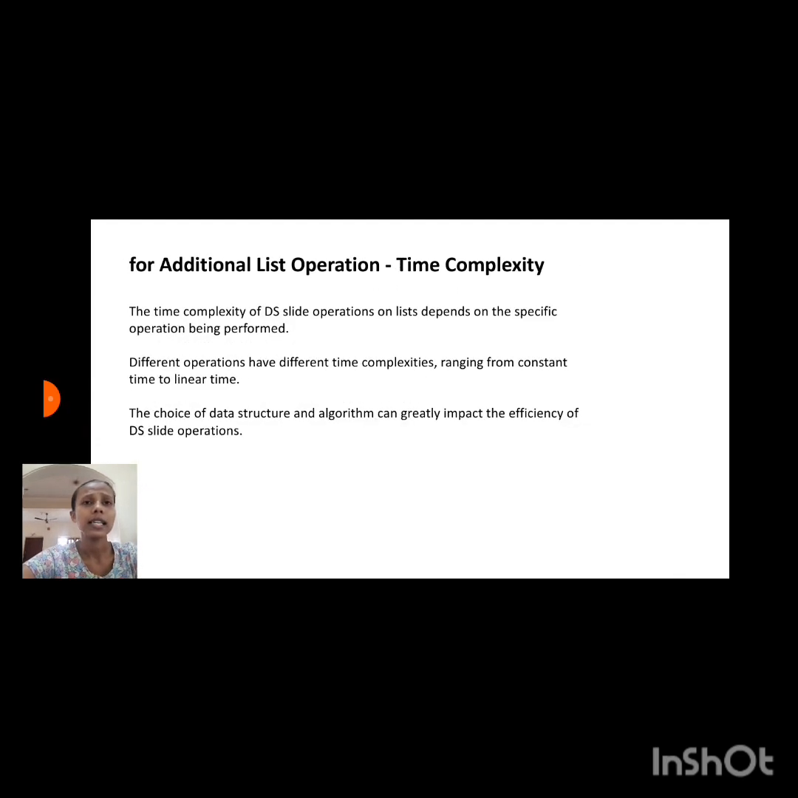For additional list operations, time complexity. The time complexity of an operation on a list depends on the specific operation being performed. Different operations have different time complexities, ranging from constant time to linear time. The choice of data structure and algorithm can greatly impact the efficiency of such operations.